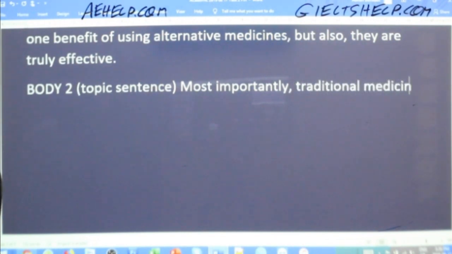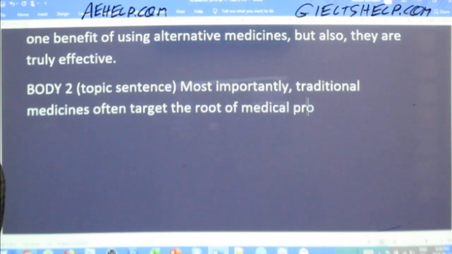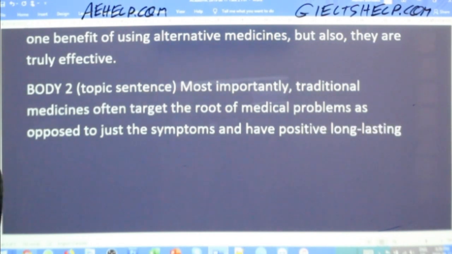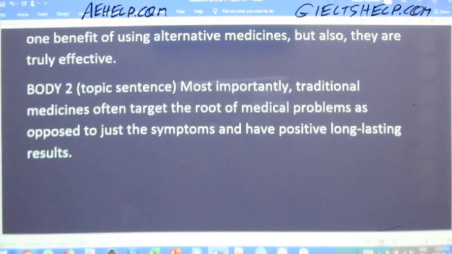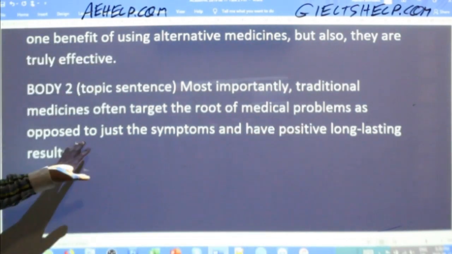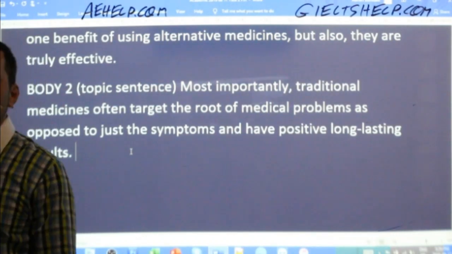Most importantly, traditional medicines often target the root of medical problems as opposed to just the symptoms, and have positive, long-lasting results. Sure, so I took a couple of your responses and I included it into one topic sentence here. So most importantly, traditional medicines often target the root of medical problems as opposed to just the symptoms and have positive, long-lasting results. Do I need any commas in this sentence?